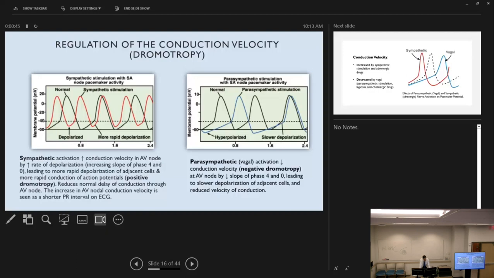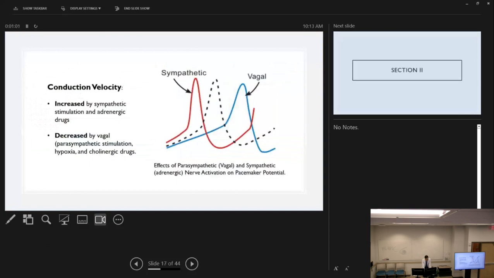Okay, and if instead of having a sympathetic stimulation, we have a parasympathetic stimulation, we're going to have the contrary. We're going to have a slower conduction, slower depolarizations, leading to a slower heart rate. Simply it's the same thing, comparing the sympathetic and the parasympathetic stimulation.